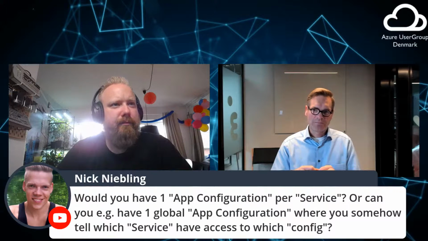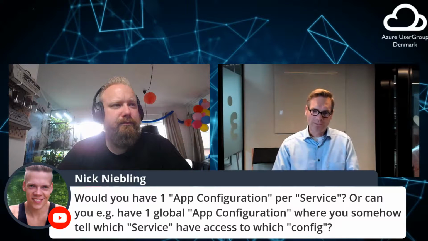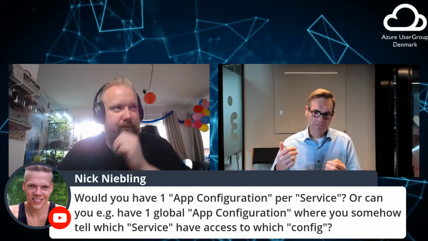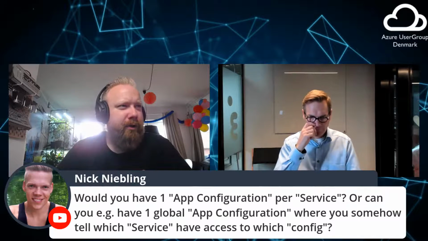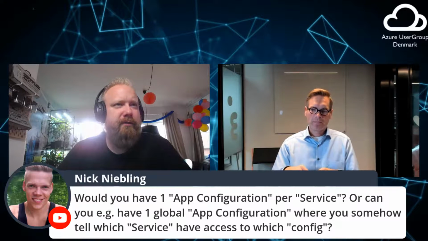So things really need to belong to each other somehow, also access-wise. Yeah, I guess we had one follow-up comment. Would you have one app configuration per service, or can you have one global app configuration where you somehow tell which service has access to which config?